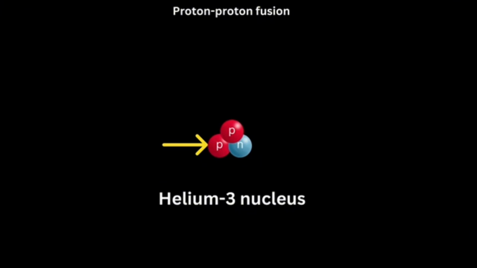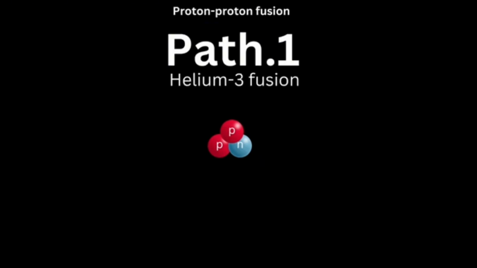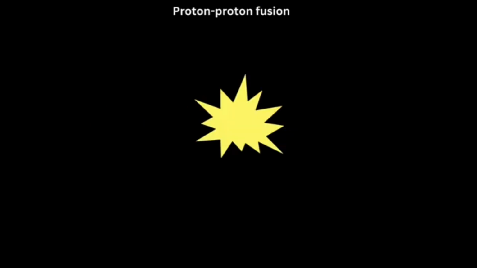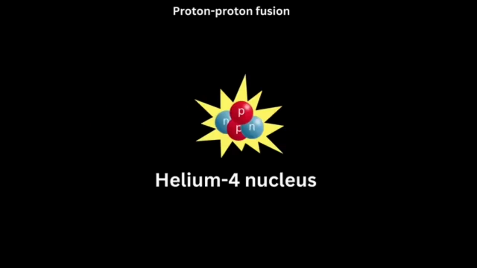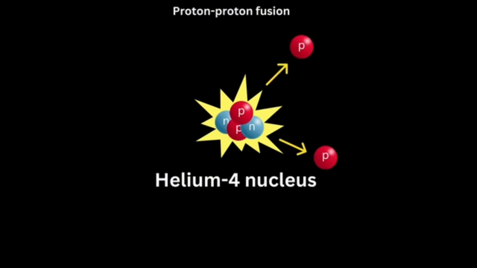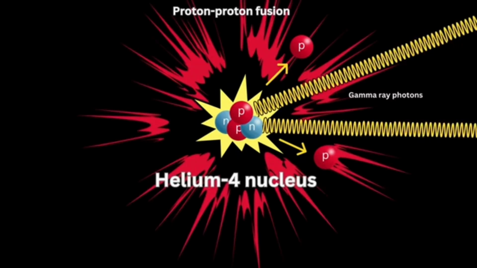Helium-3 fusion. There are two possible routes for the helium-3 nucleus created in the step explained. These are: Path 1. Helium-3 fusion. When two helium-3 nuclei collide, a helium-4 nucleus, which consists of two protons and two neutrons, is produced. Two protons, two gamma-ray photons, and a significant quantity of energy are released in this process.